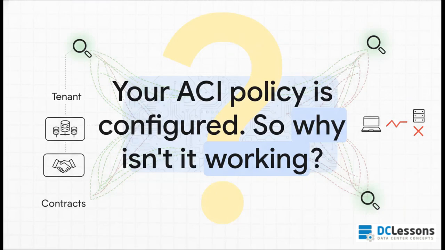It's just maddening. You've spent all this time carefully building your tenants, your app profiles, your contracts. Everything on the screen looks exactly right. But for whatever reason, your endpoints just can't ping each other. It feels like you're chasing a ghost in the fabric. But don't worry, there's a very logical way to track it down.